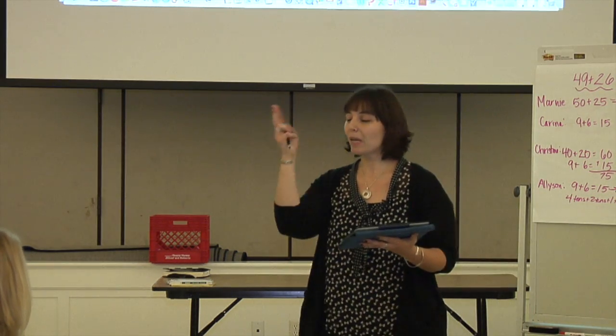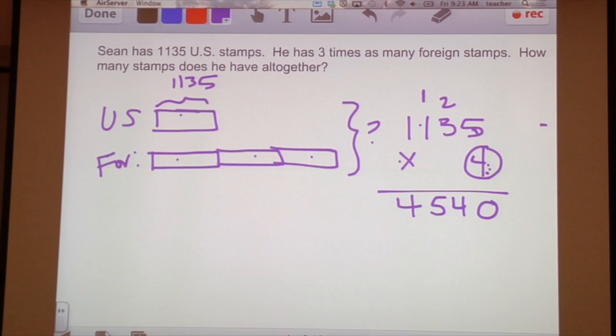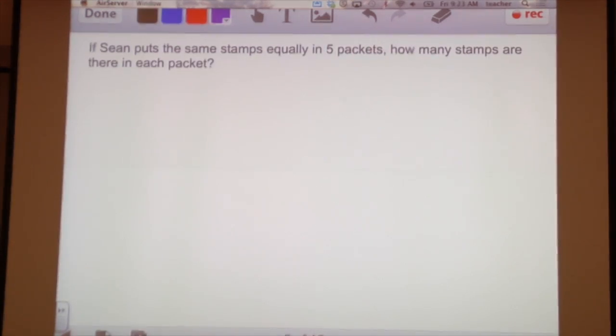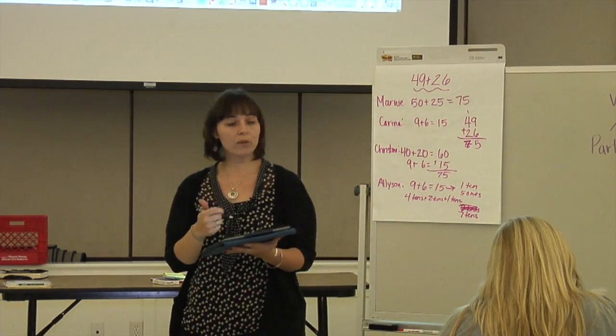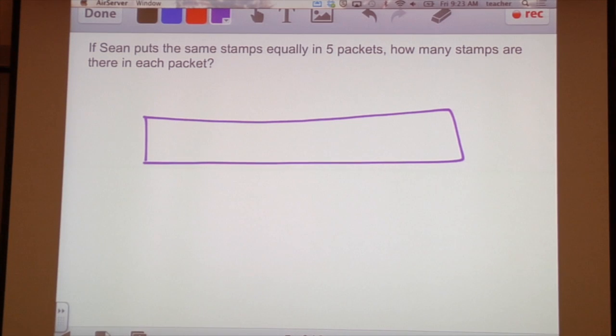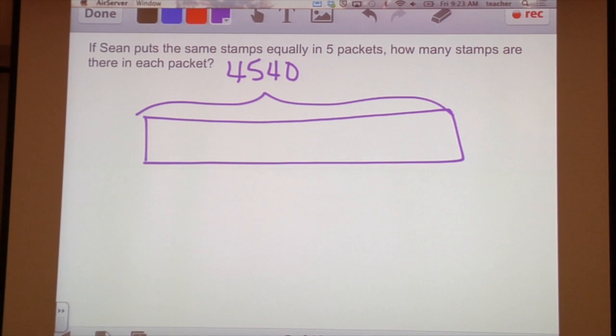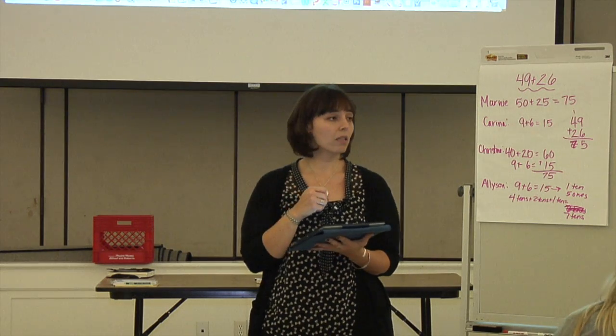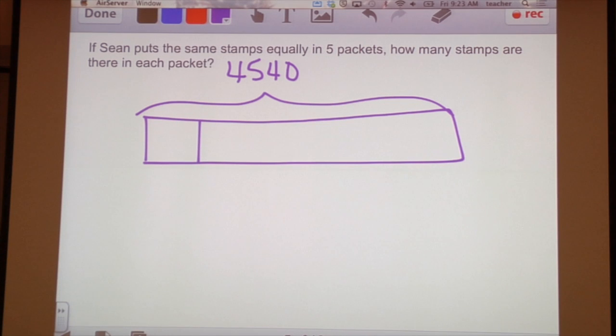The second problem is attached to this. So we have 4,540 stamps. And what happens if Sean now takes those and separates them equally into 5 groups? So now there's a second bar because now we're doing something different. We're putting those all together. So now I have this whole group of stamps that Sean has. And we said that was 4,540. How many parts are we breaking it into? 5. So are they the same size? Yeah.